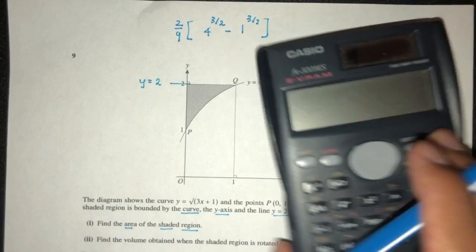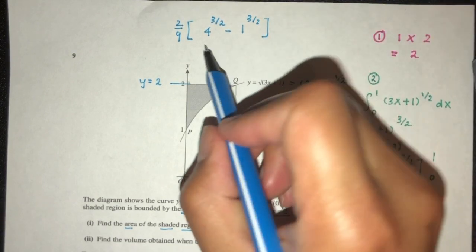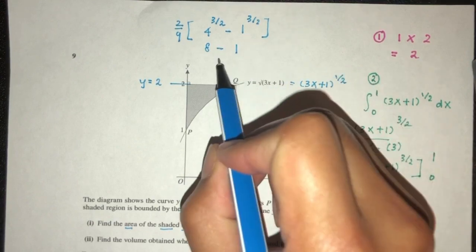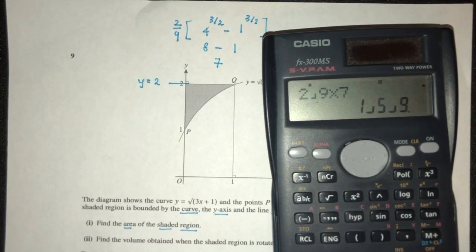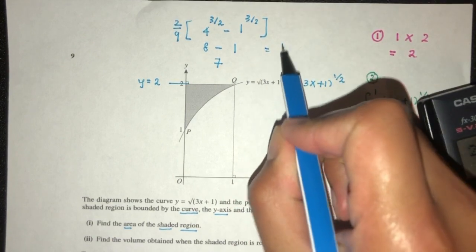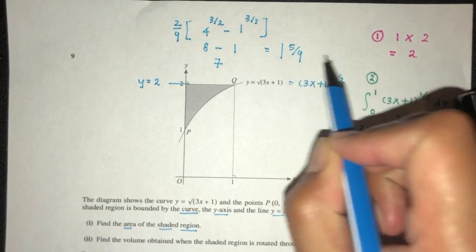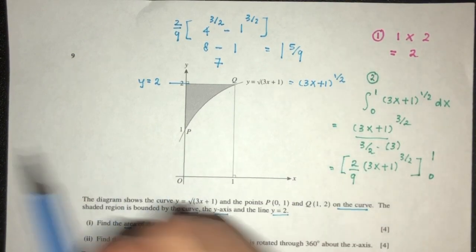Let's see what happens. 4 power 3 over 2 is 8. 8 minus 1 should be 7. So 2 over 9 times 7 should be 14 over 9. Now this is the area of this part that we do not need, right?